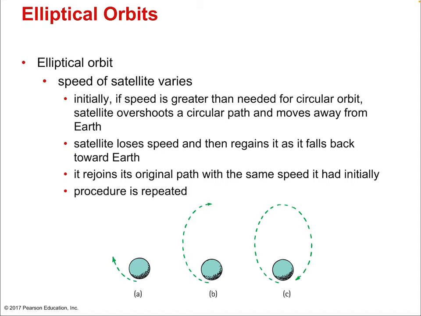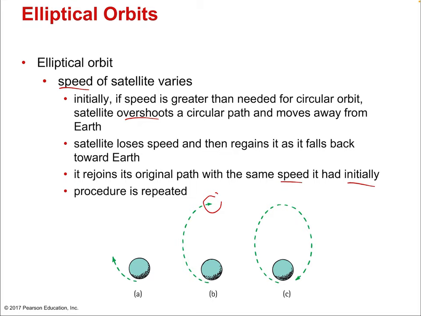So elliptical orbits have a speed that varies, whereas circular orbits had constant speed. Important difference. So initially, if the speed is greater than needed, as I was speaking about for circular orbits, the satellite overshoots a circular path and moves away from Earth, okay? That'd be like coming up to here. The satellite then loses speed and regains it as it falls back to Earth. It rejoins its original path with the same speed it had initially, that overshot speed, and then it's repeated.